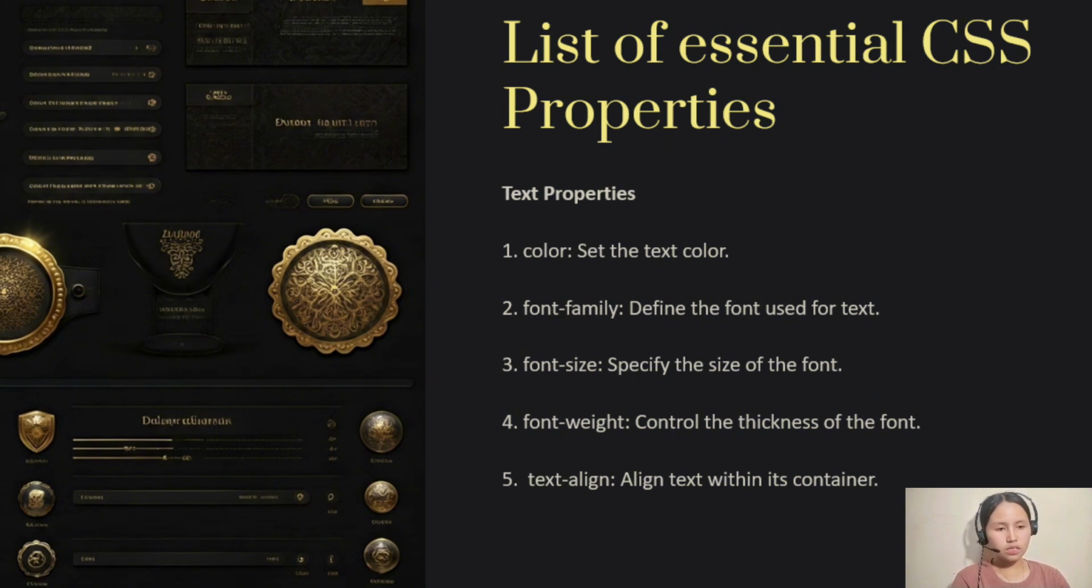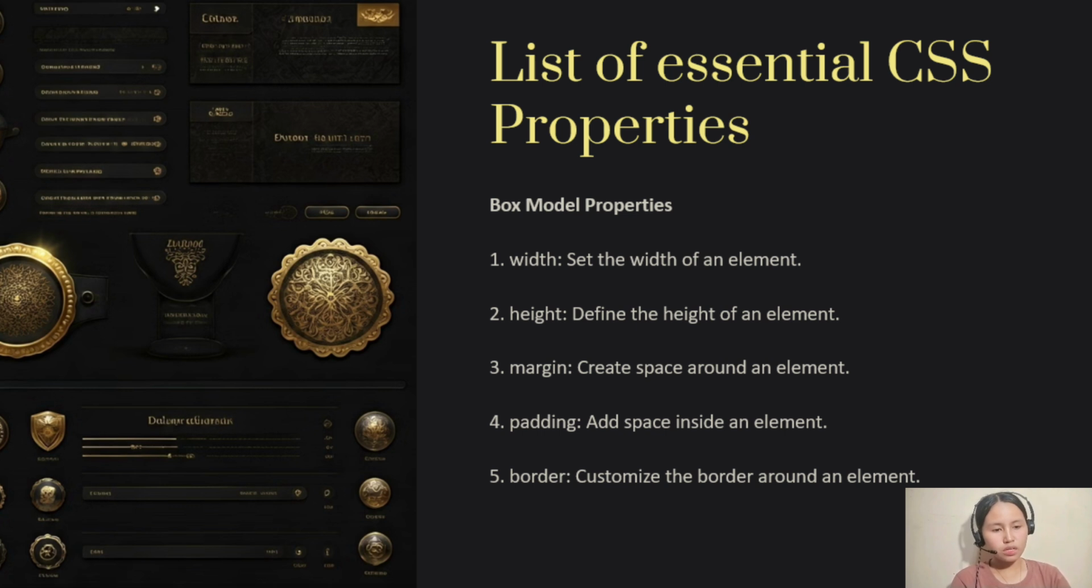So the first one is text properties. There are 5 text properties. The first one is color. The second one is font family. The third one is font size. The fourth one is font weight, and the fifth one is text align. Then the second essential CSS properties is box model properties. The first one is width, second is height, third is margin, fourth is padding, and fifth is border.